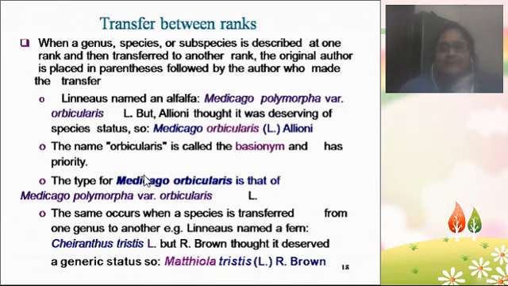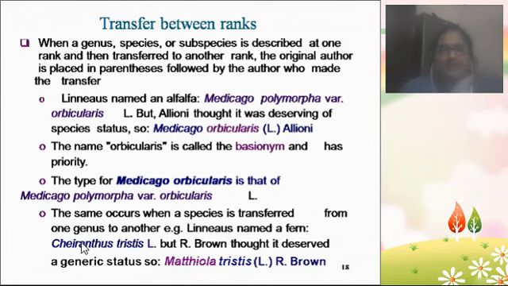Here, the type for Medicago orbicularis is that of Medicago polymorpha variety orbicularis. This is the type specimen, Medicago polymorpha variety orbicularis. This is the original type, and this one is the modified type. So that one is the type.